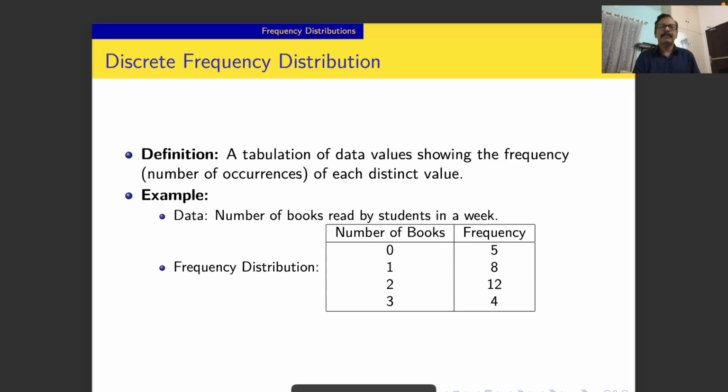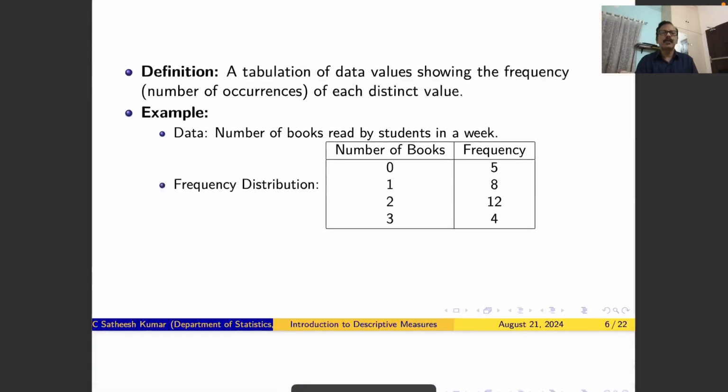For example, number of books read by students in a week. Here the number of books may be 0, 1, 2, 3, etc. So there are 5 students who read 0 books during that week, and 8 students read 1 book in that week, like that.